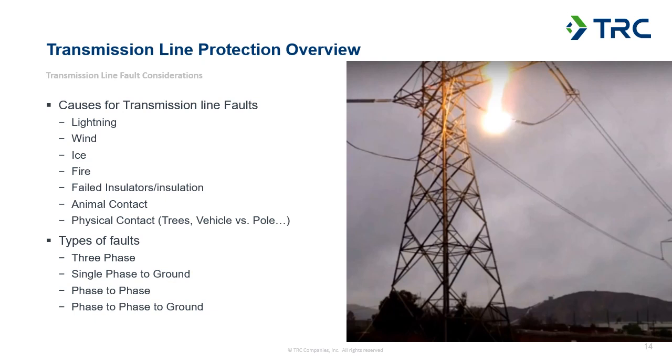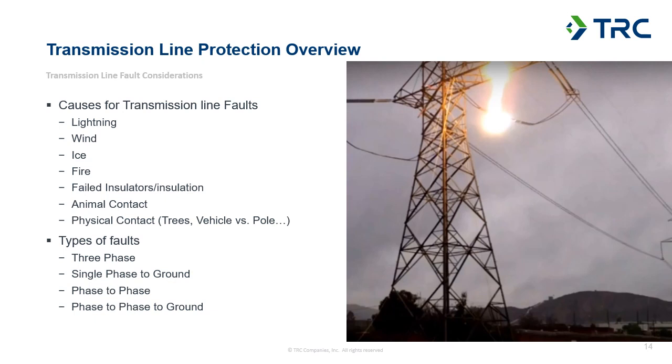So there's a lot of different causes for transmission line faults, and I've listed a number of them here. Really, lightning is a big one. These are large, tall electrical structures with current-carrying conductors and paths to ground. That makes lightning a fairly common occurrence on the transmission system.